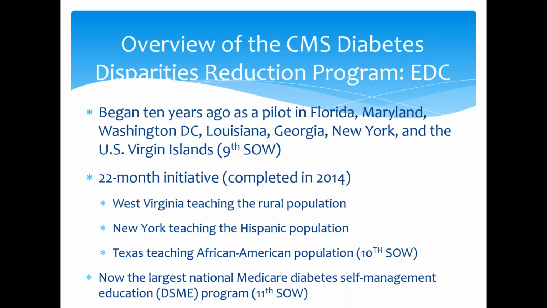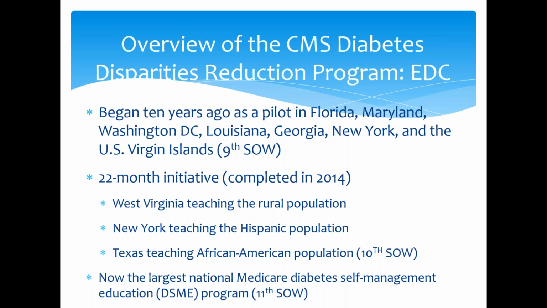When we first piloted it, it was Washington, D.C., Louisiana, Georgia, New York, and the U.S. Virgin Islands. And as we worked to look at the barriers and report those things, they did see that there was a lot of potential of reaching those in the rural areas, beneficiaries and people that did not have access to education.